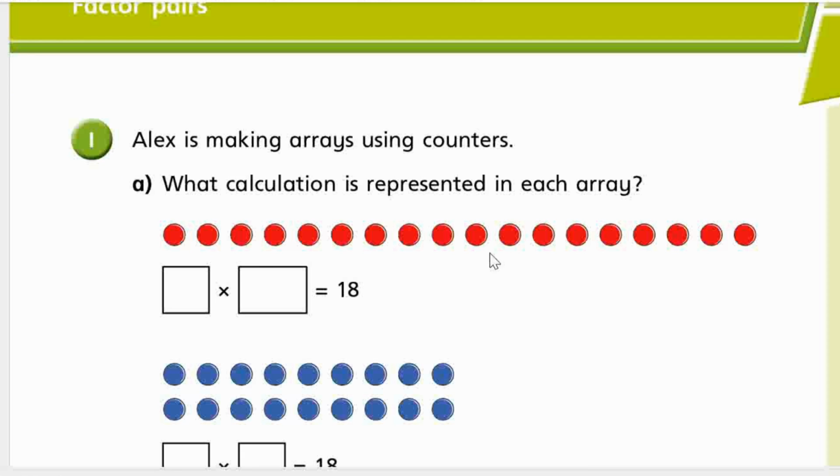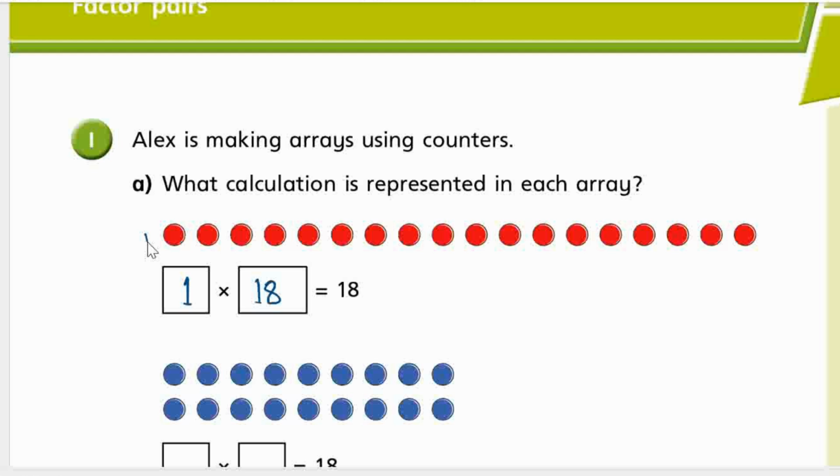Here we have 18 counters, but it's a row of 1. And we can even see that this box is smaller, so it must be a single digit number. So this is 1, and then we have 18 going across, so 18 columns. So what would I write in here? Well, it would have to be 1 times 18, okay?